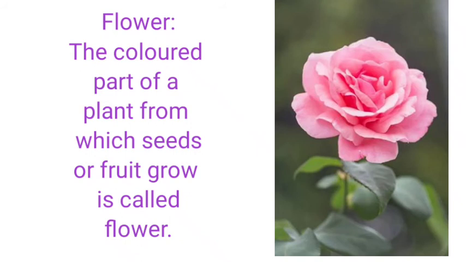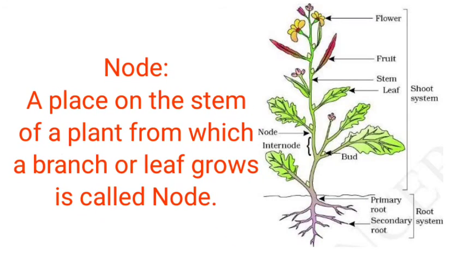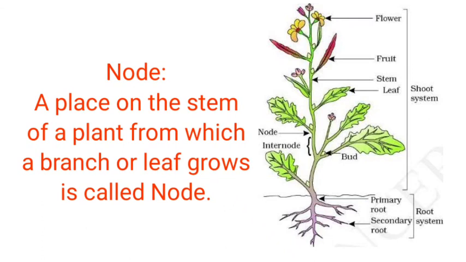Now know the next part of shoot system, that is node. This is a very important term in plant parts. A place on the stem of a plant from which a branch or leaf grows is called node.